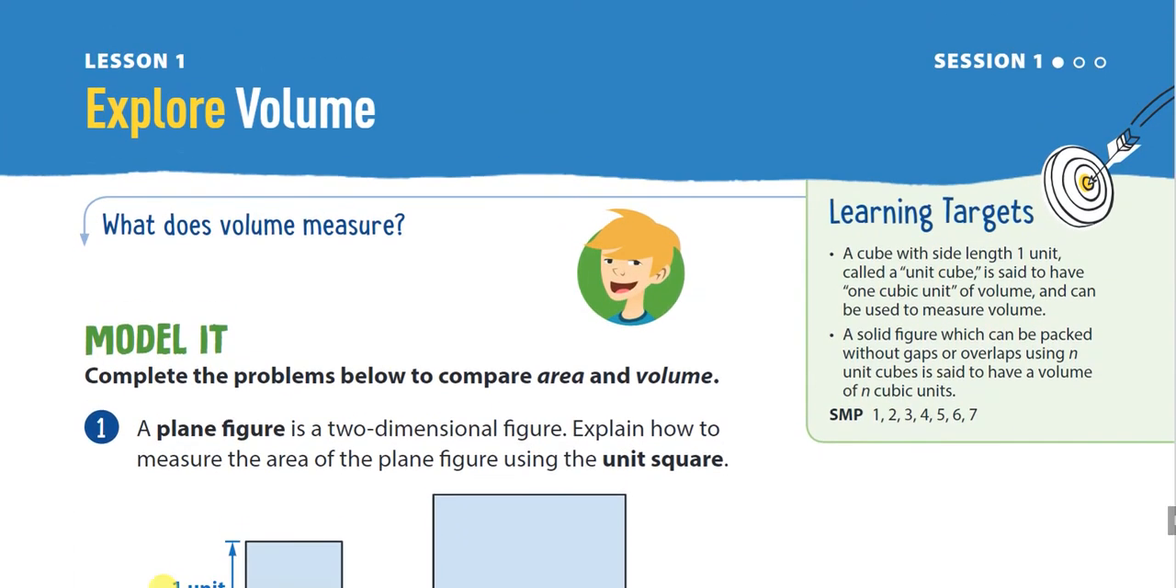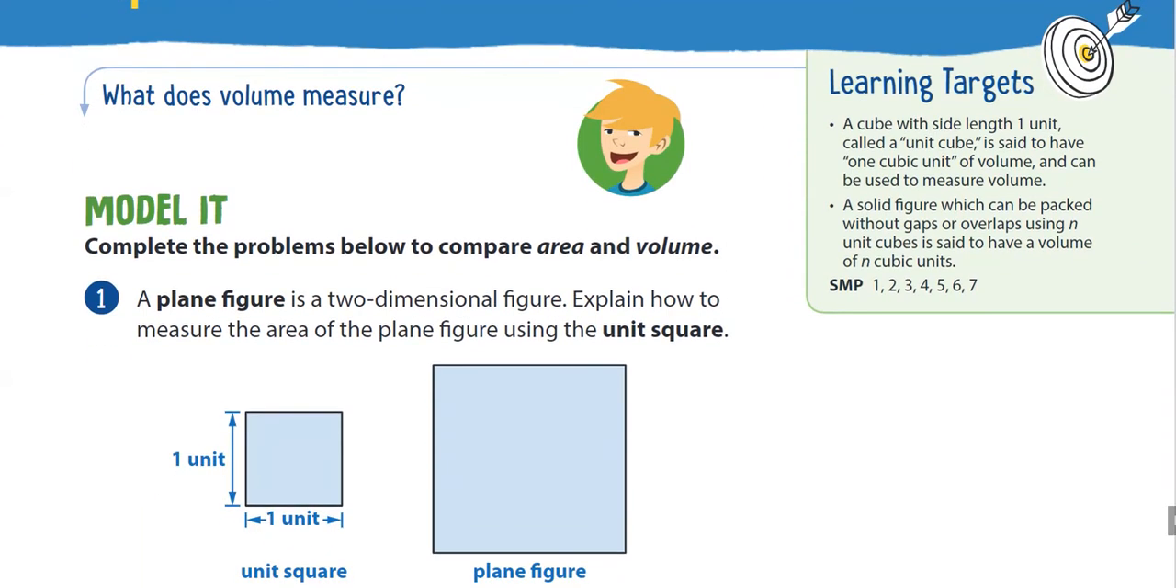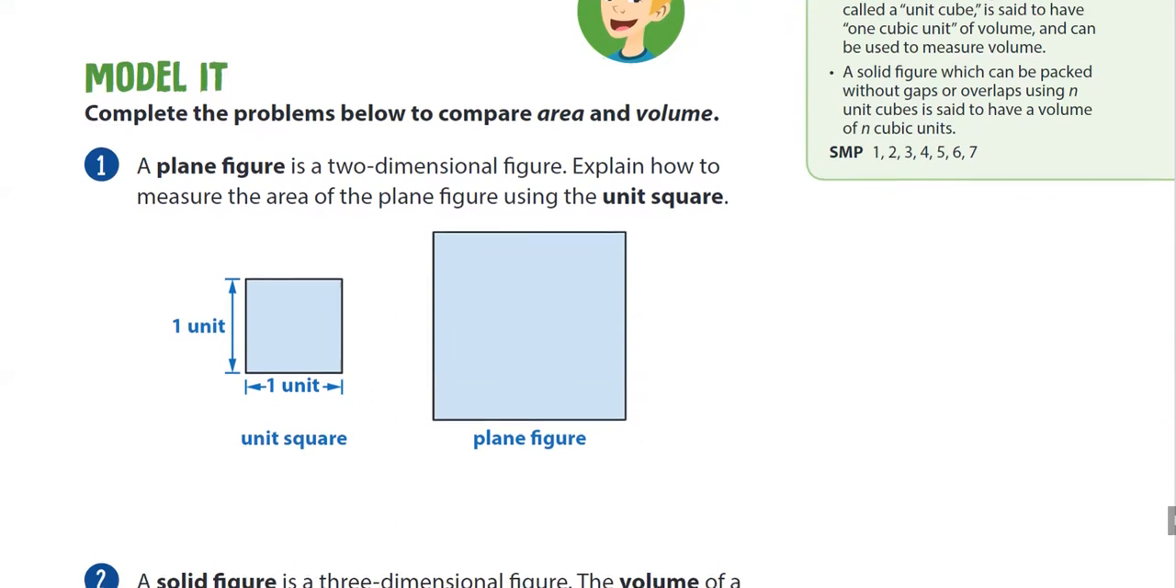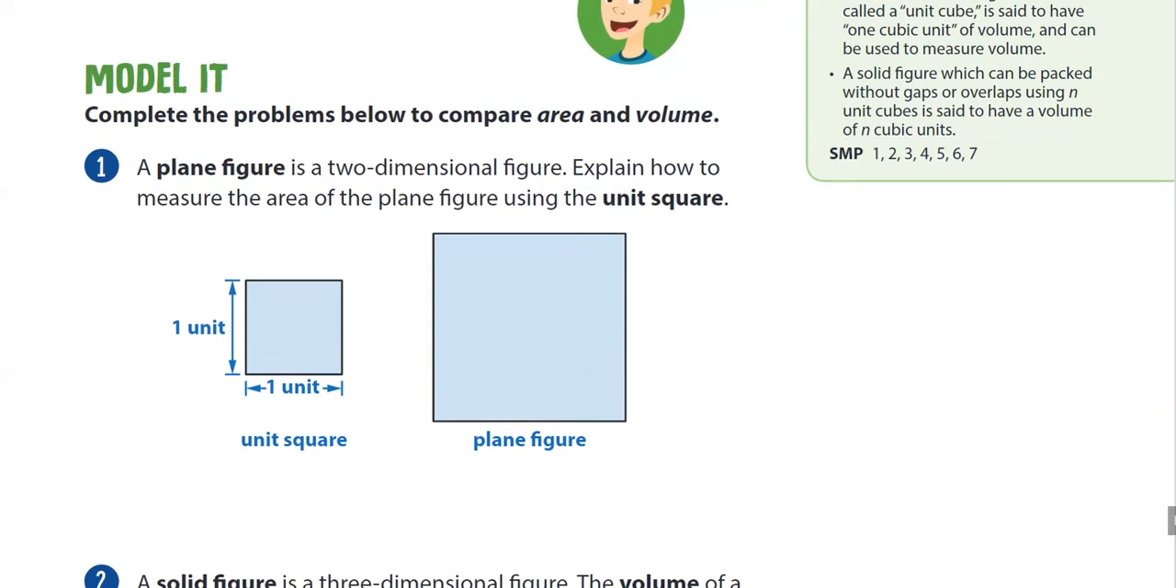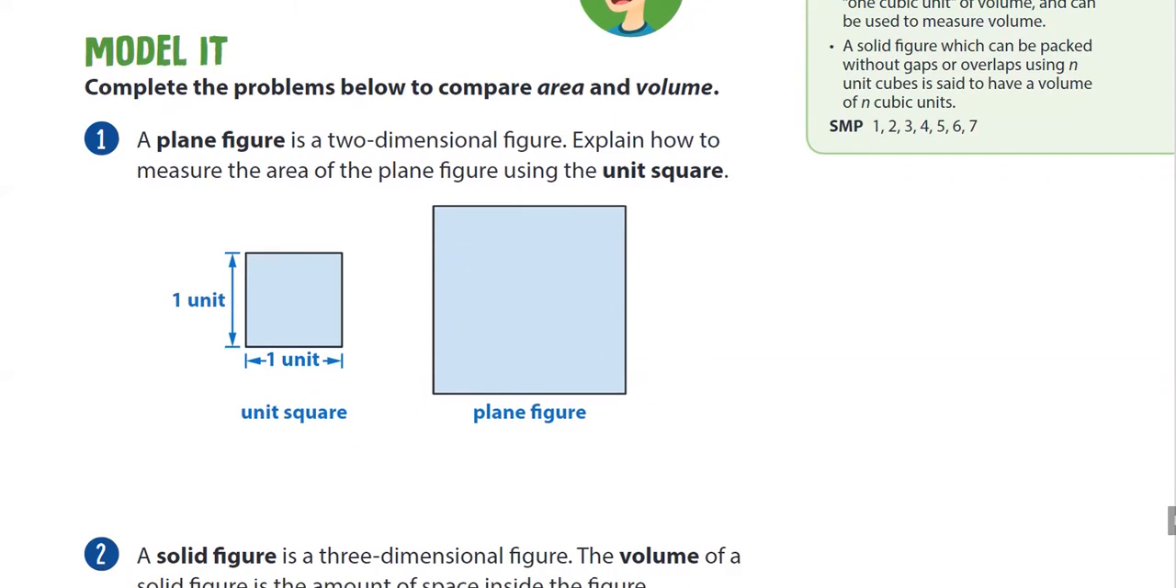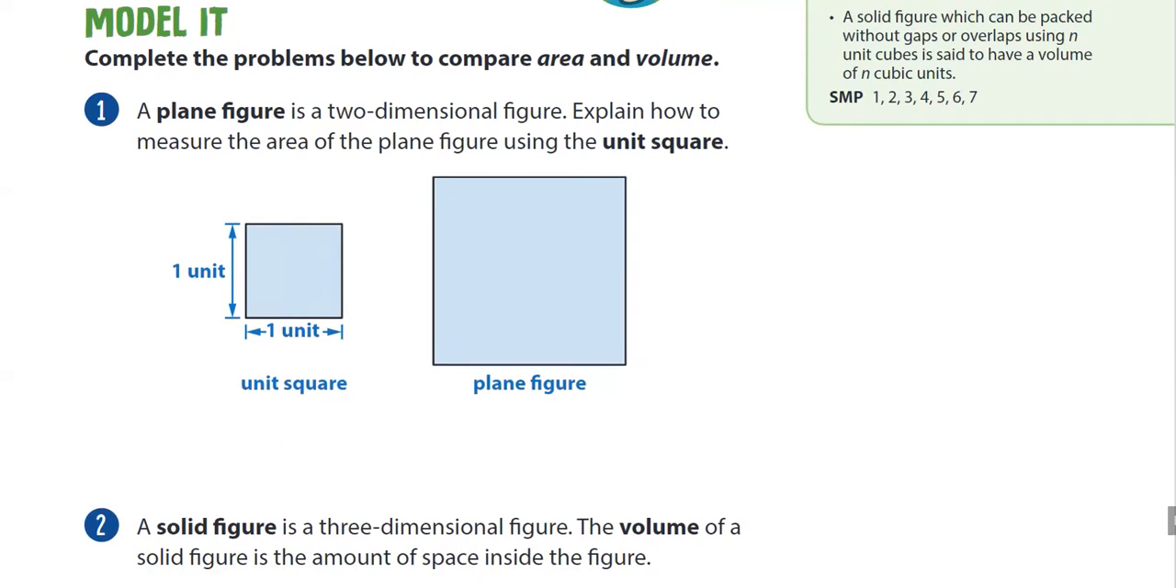Okay. So lesson 1 today, we're exploring volume. And it says model it. So here's our models. A plane figure is a 2-dimensional figure, so it's flat. Explain how to measure the area of the plane figure using square units. So we have our 1 square unit. And what we'd want to do is we could cut it out and we could place it over here. So 1, 2, 3, 4.